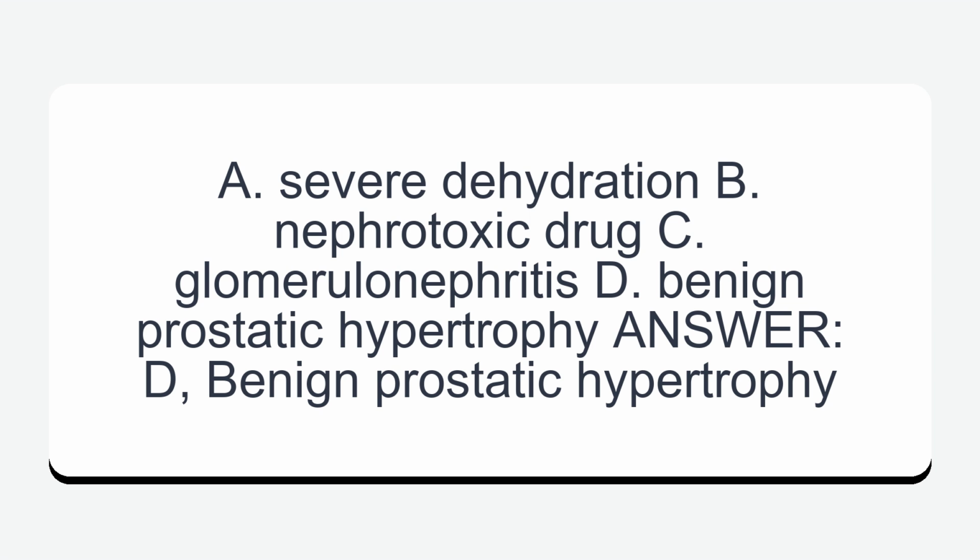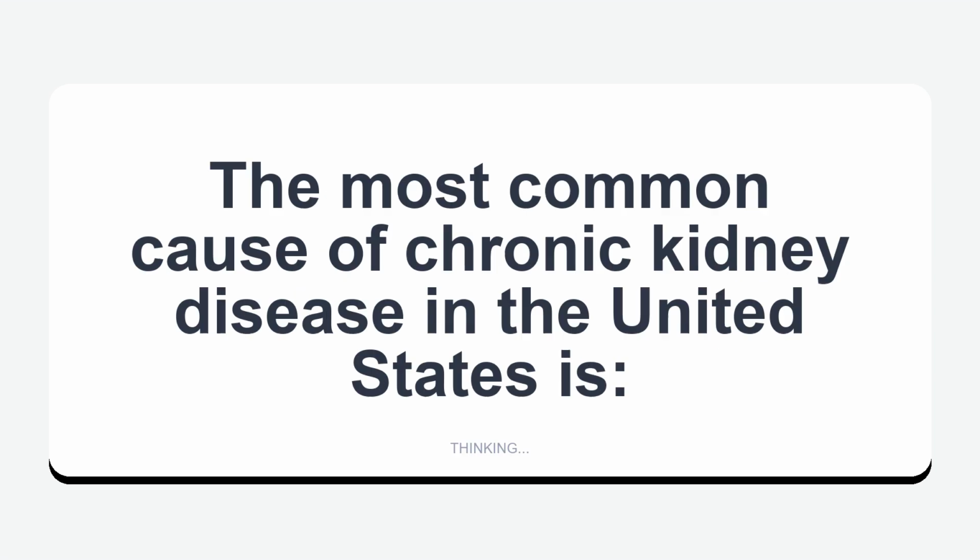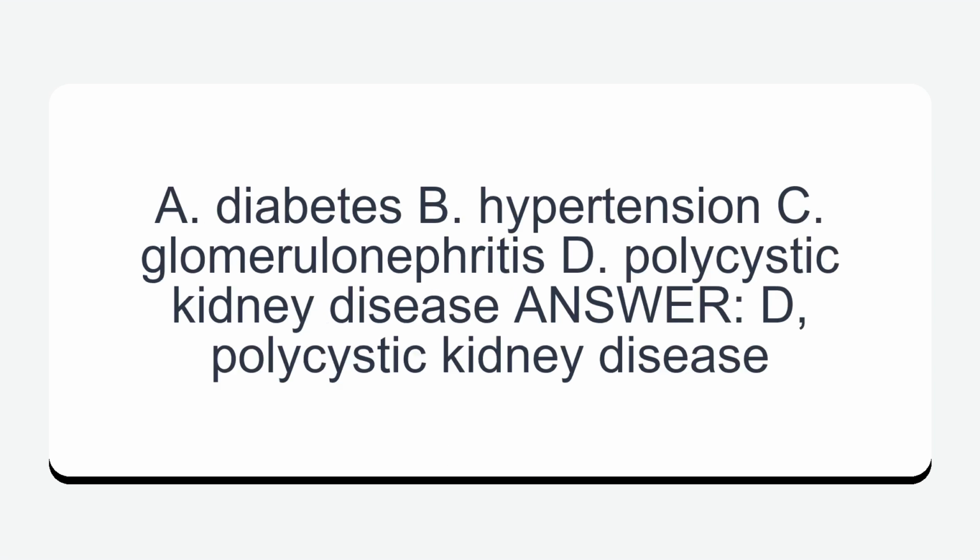The most common cause of chronic kidney disease in the United States is: A. Diabetes. B. Hypertension. C. Glomerulonephritis. D. Polycystic kidney disease. Answer: D. Polycystic kidney disease.